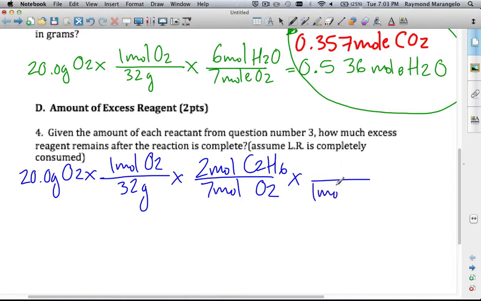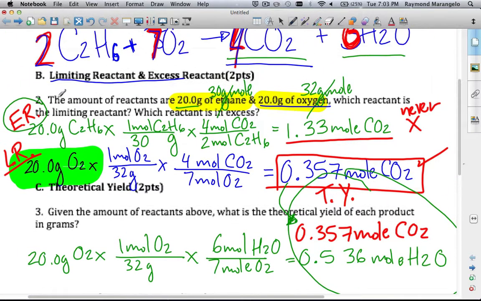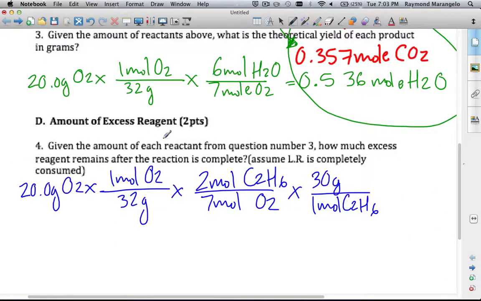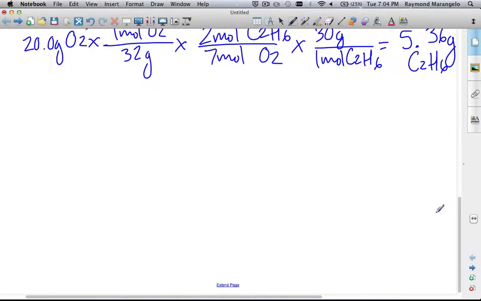So for every 1 mole of C2H6, I have 30 grams. And I got that up here at the beginning, right there. When I do that math, 20 divided by 32 times 2 divided by 7 and then times 30 grams, I'm going to get 5.36 grams of C2H6. I hope that's right. Let's look down here. I have the answers all down here too.